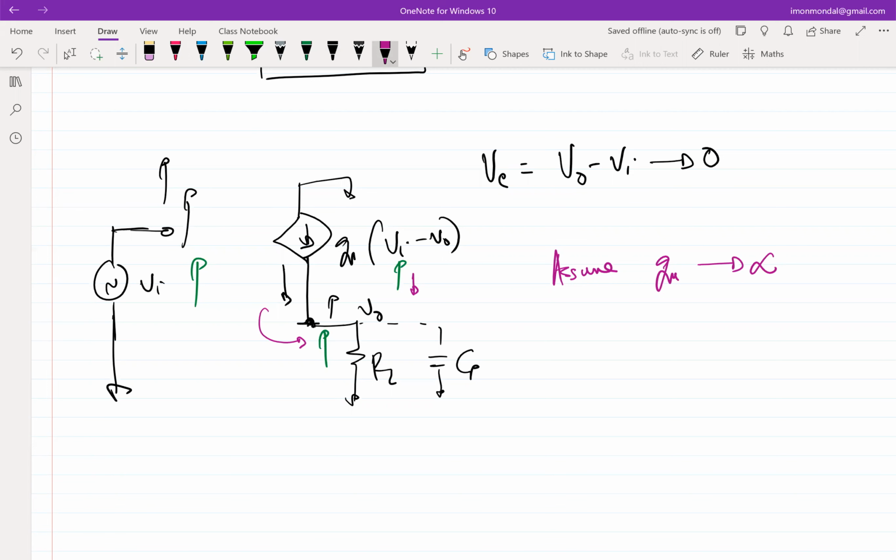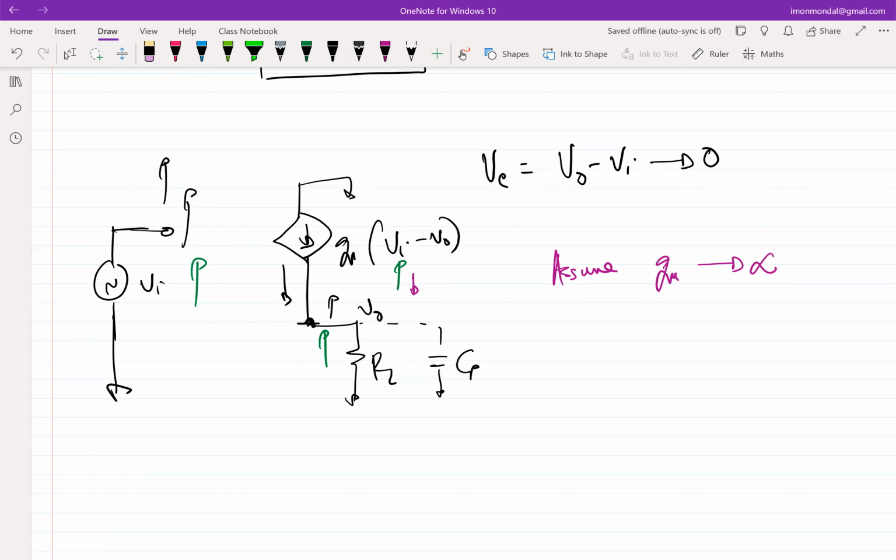Right? If it pushes infinite current, V naught goes to infinity, right? V naught keeps on going and it will cross VI, isn't it? So that's not a feasible scenario, right? So the only possible scenario is that the current, VI minus V naught, has to go to 0, because in principle, if I multiply infinity with 0, at least in the limit, I can get something finite, right? So essentially the only possible scenario in this case is if GM keeps on increasing, right?